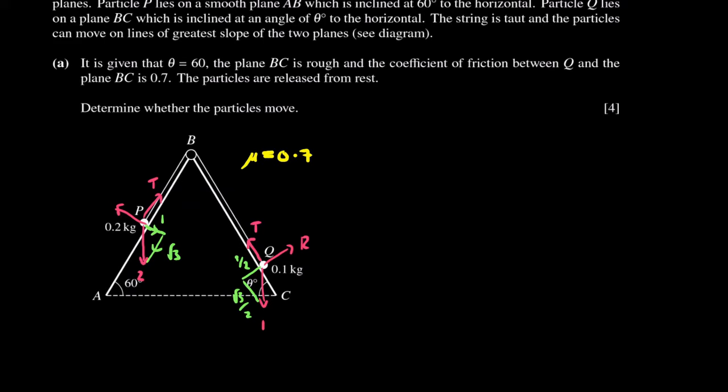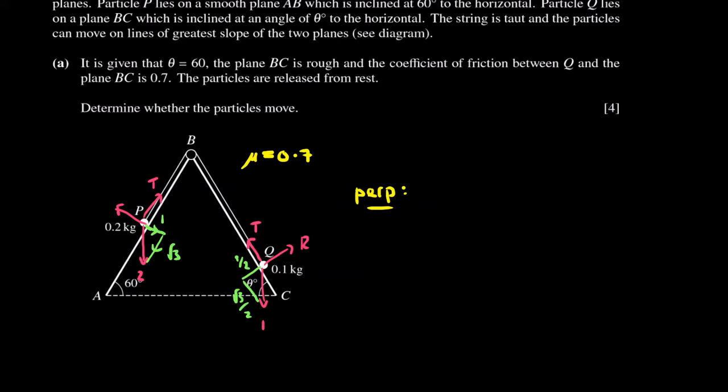Now, we're going to want to calculate the value of limiting friction. And in order to calculate the value of limiting friction, we need to know the normal reaction force at Q. So what we're going to do is resolve perpendicular to the plane. Now then, if we resolve perpendicular to the plane in this direction, we know that the forces must sum to equal 0. And the reason for that is the particle is moving parallel to the plane, right? It's not moving perpendicular in any way at all.